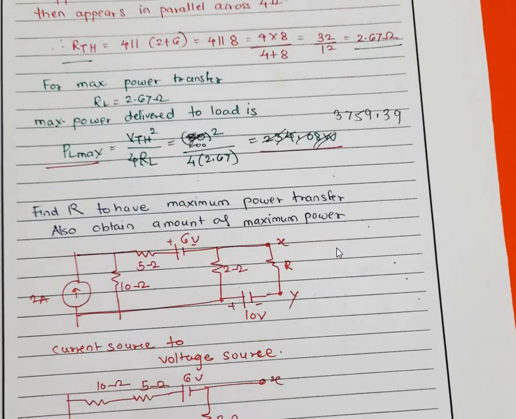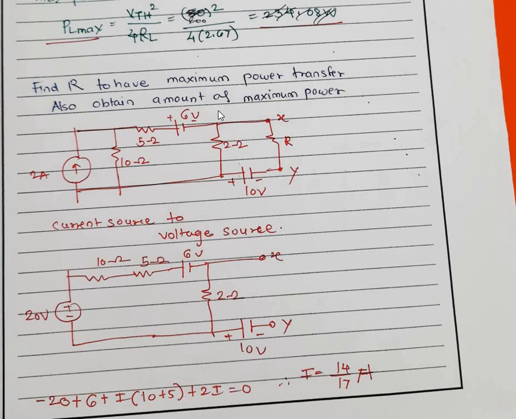Okay. Now one more example we will consider here. The problem is: find R to have maximum power transfer, and also obtain the amount of maximum power. So this is our R we want to find out, and the circuit is a 2 ampere current source, 10 ohm, 5 ohm, 6 volt battery, 2 ohm and 10 volt battery.